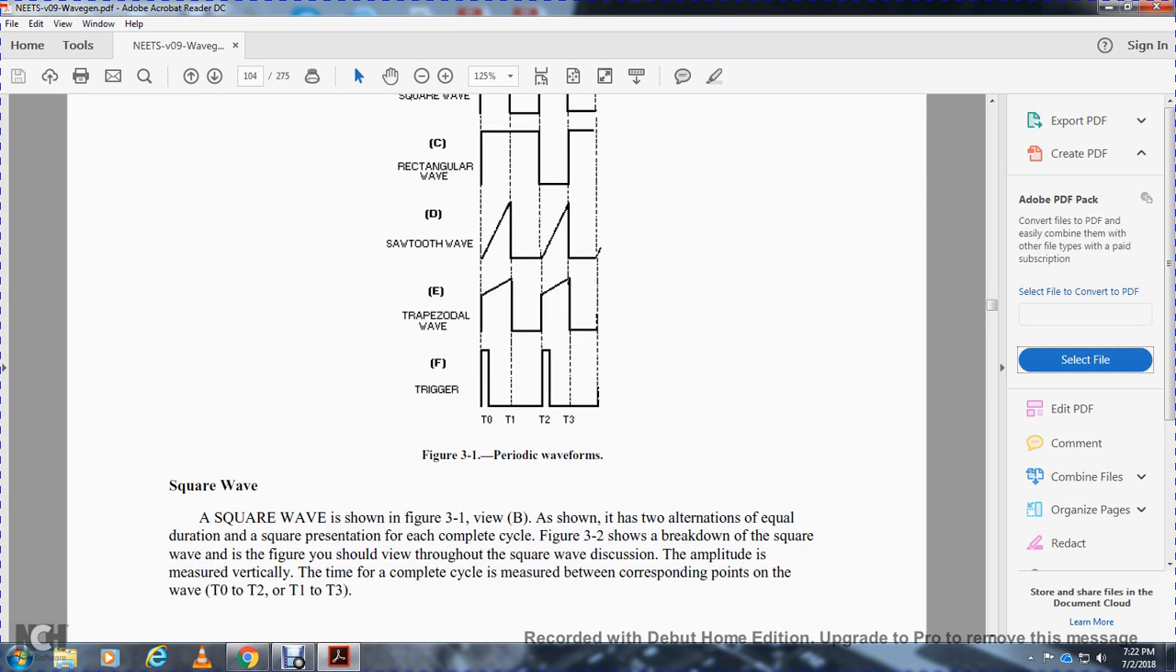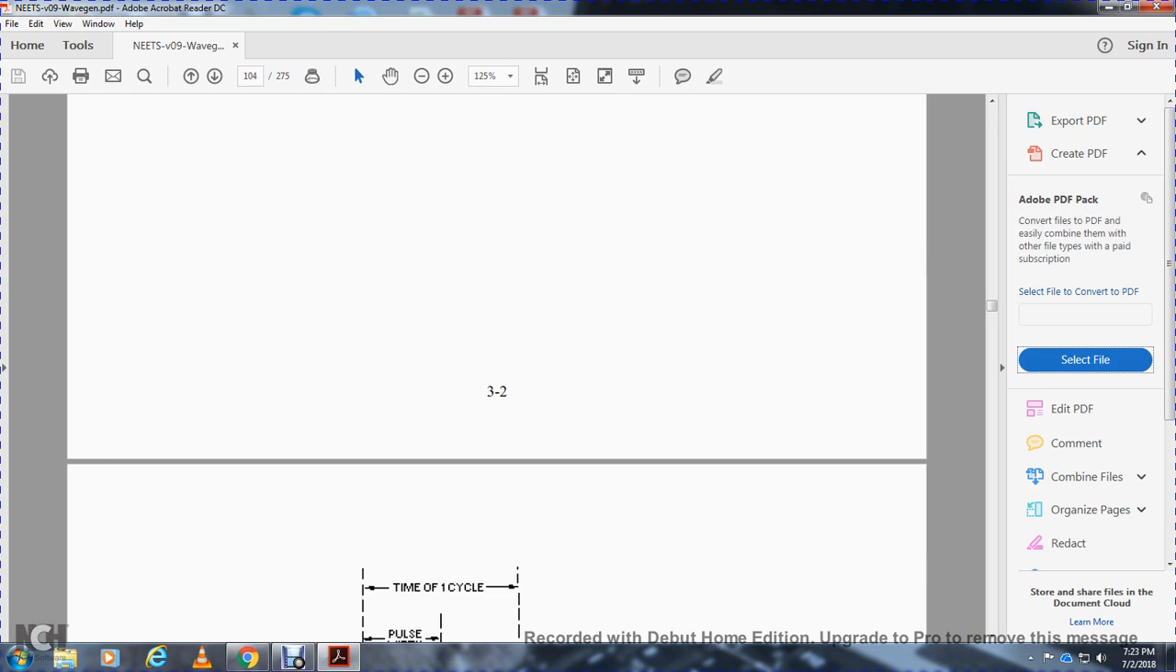Alright, the square wave. The square wave is shown in Figure 3.1 View B. It is shown with two alternations of equal duration, a representation of each complete cycle. Figure 3.2 shows a breakdown of the square wave. Throughout the square wave discussion, the amplitude is measured vertically, with the time of the complete cycle measured between corresponding points of the wave.